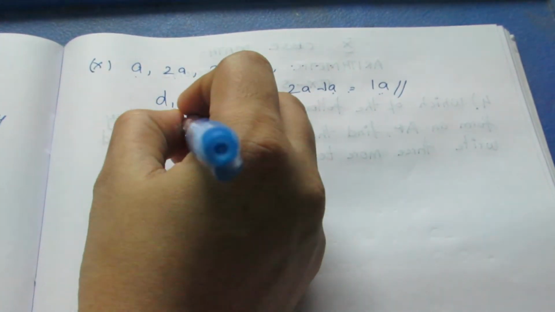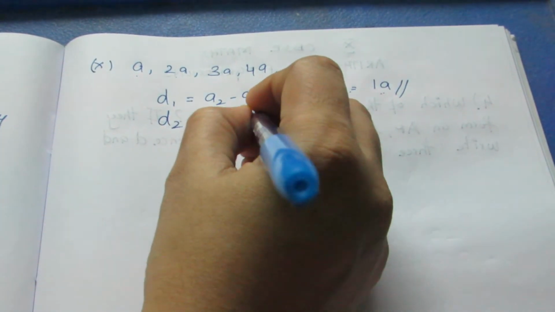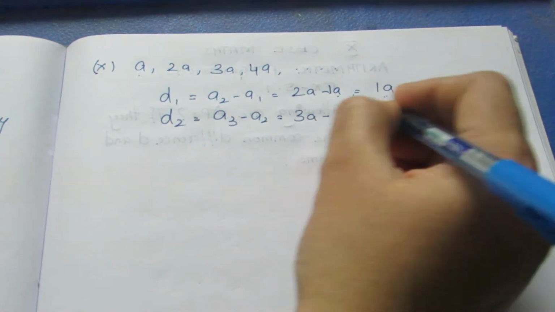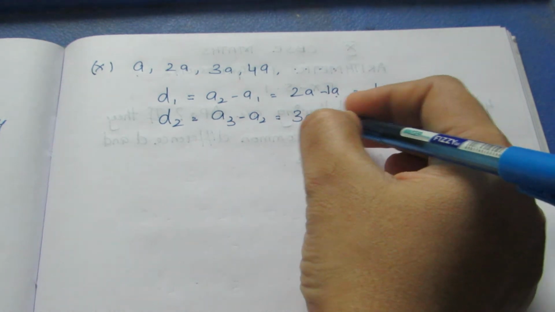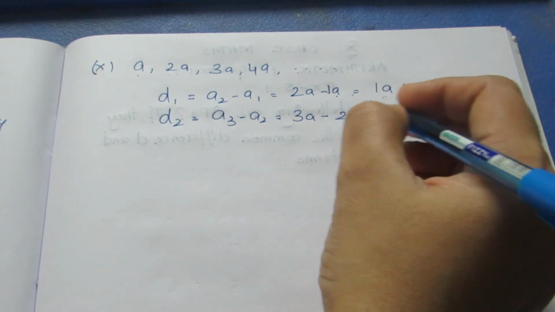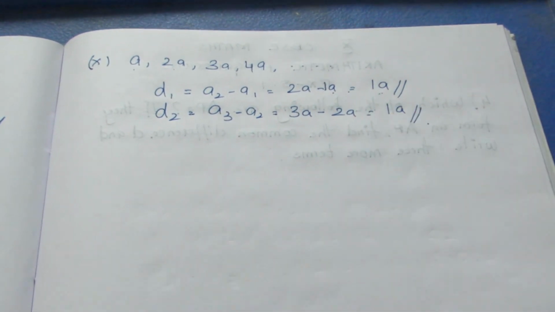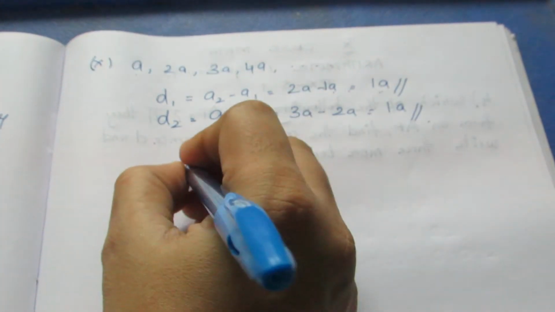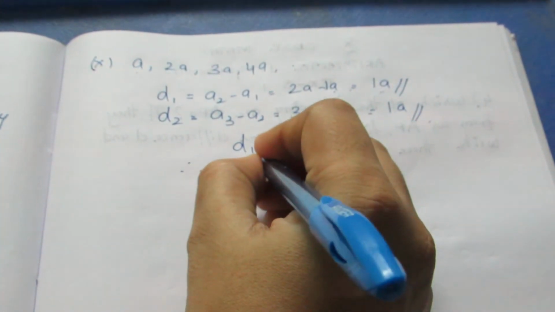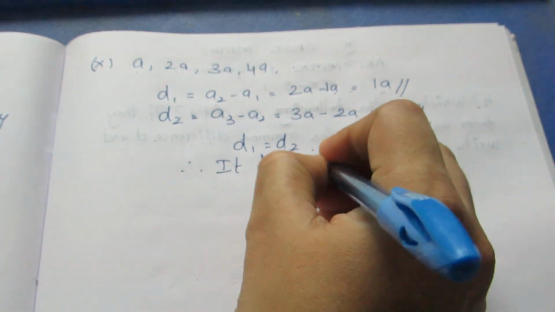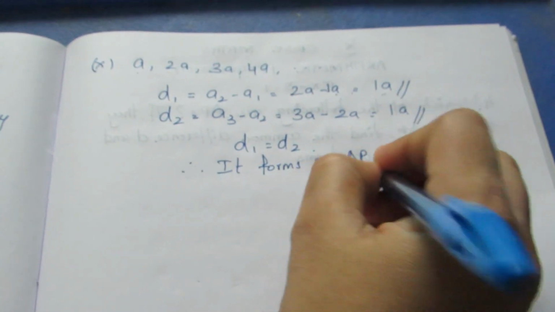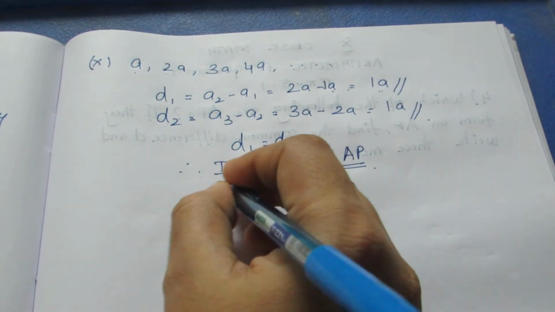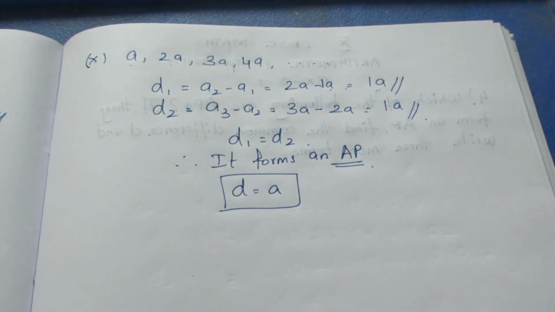The common difference 2 is A3 minus A2, the same way, third element minus the second one. As A is the same, write the A and solve the coefficient, which is 3 minus 2 is 1. So here also we are getting 1A. So D1 equals D2. Therefore it forms an AP. We need to find D. D is nothing but 1A or A, everything is the same. So D equals A.